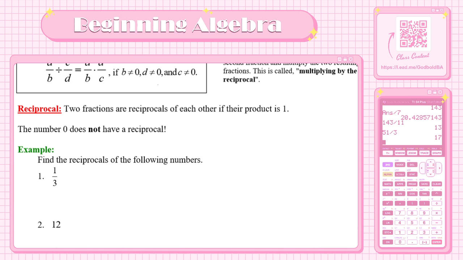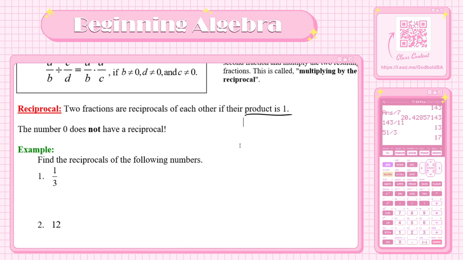Two fractions are considered reciprocals of each other if their product is equal to 1. So 0 does not have a reciprocal. It doesn't make any sense, because you can't do division by 0, and also because you can't multiply anything by 0 and get 1. The definition is that their products are 1, and everything times 0 is 0, so it physically can't happen.